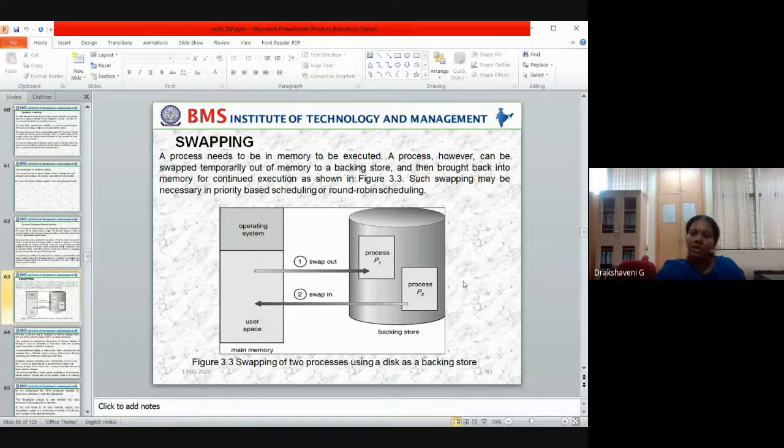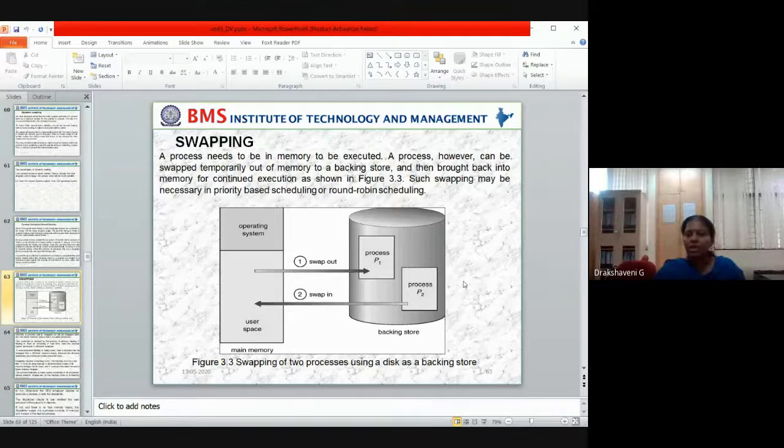Suppose a process having a high priority enters the CPU, and whichever process is currently executing in the CPU has a lesser priority. Then it should be preempted from the CPU execution time, and the higher priority one should be given the CPU time. So where should that preempted process reside? It will reside in a backing store. A process needs to be in main memory to be executed. A process, however, can be swapped temporarily out of memory to a backing store and then brought back into memory for continued execution, as shown in the figure.